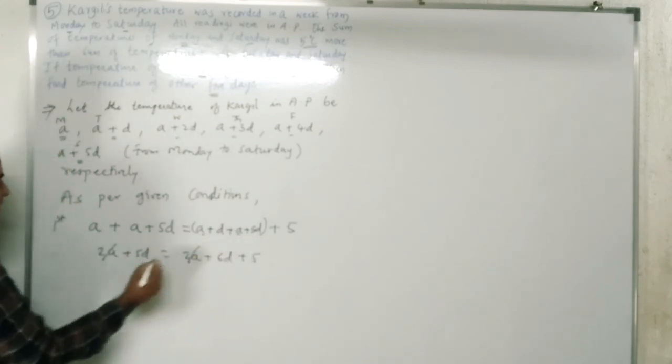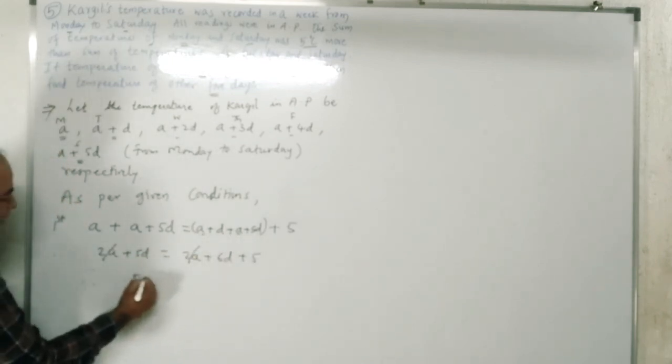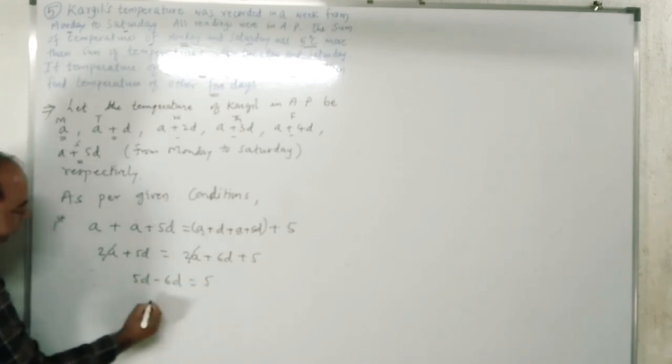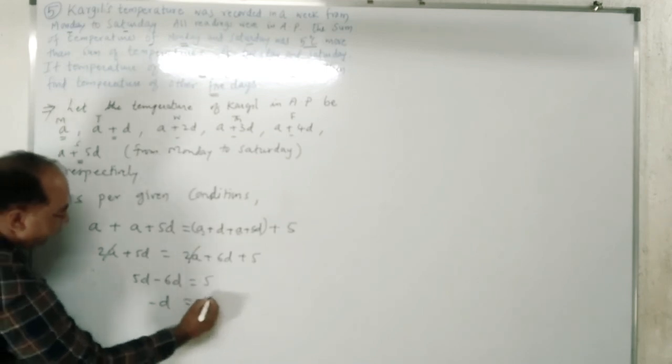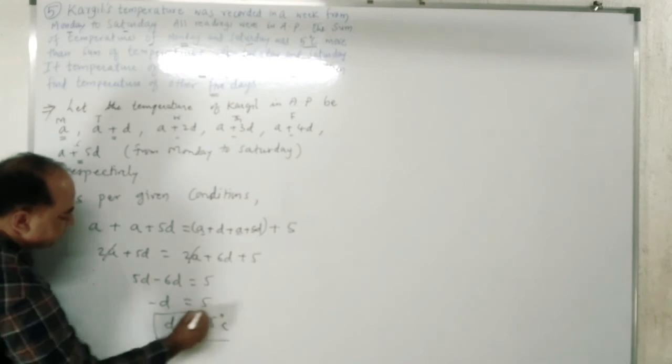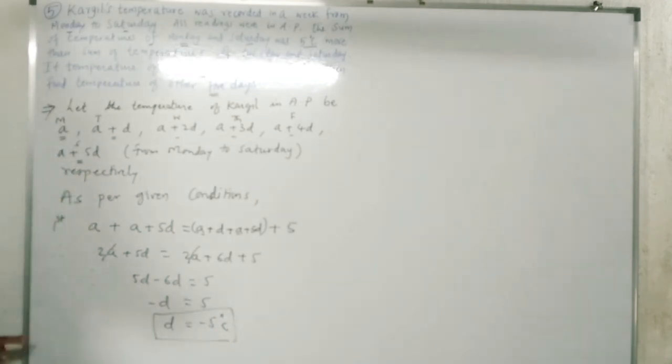So 2A will get cancelled here. So 5D minus 6D is equal to 5. So minus D is equal to 5 and D will be equal to minus 5 degree Celsius. D will be minus 5.